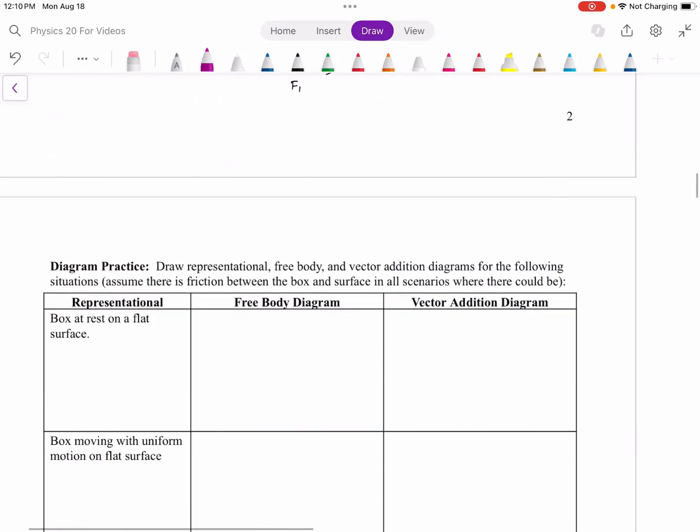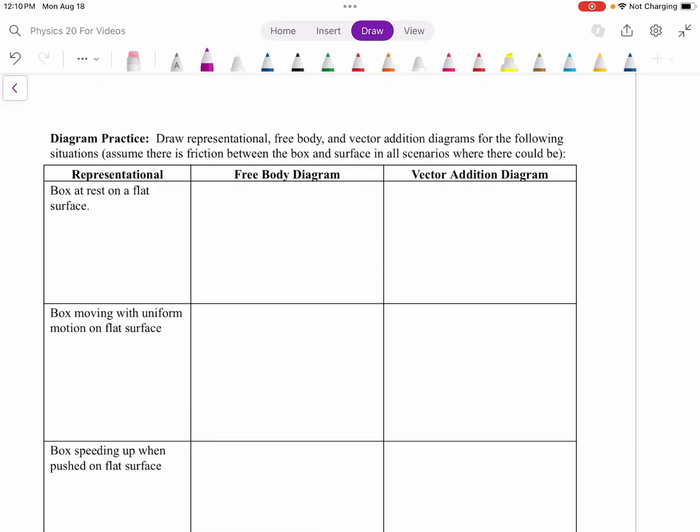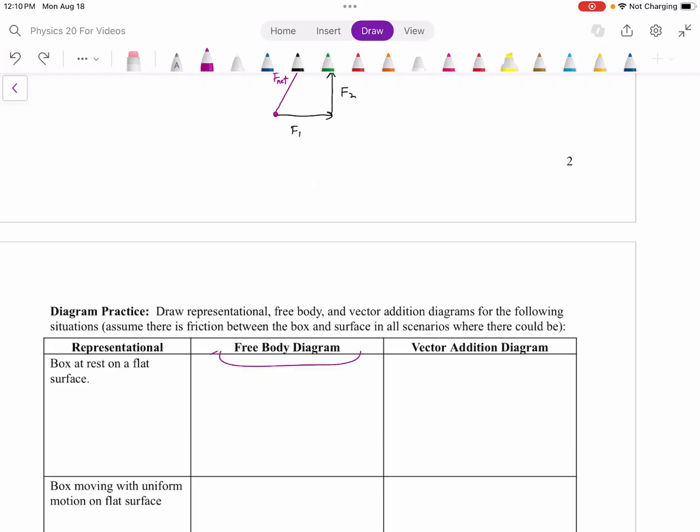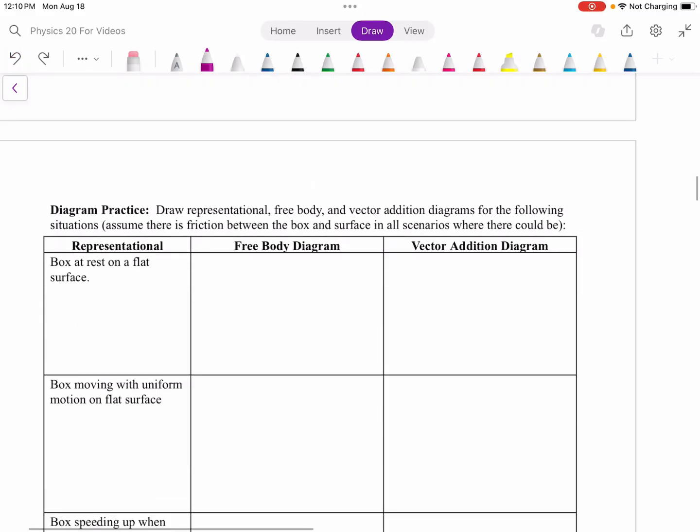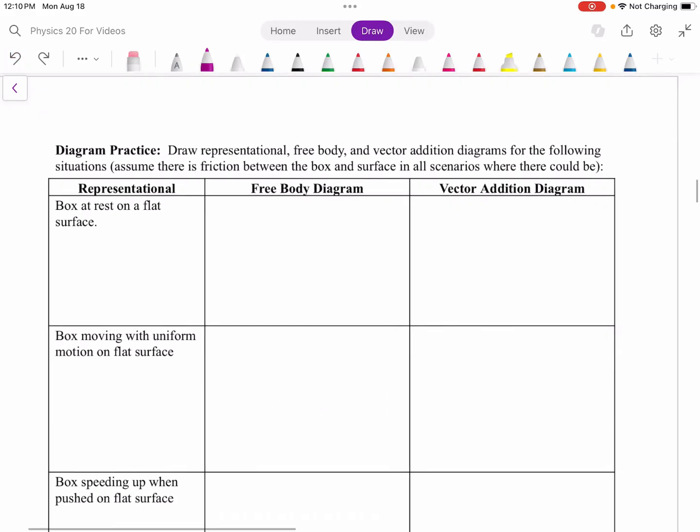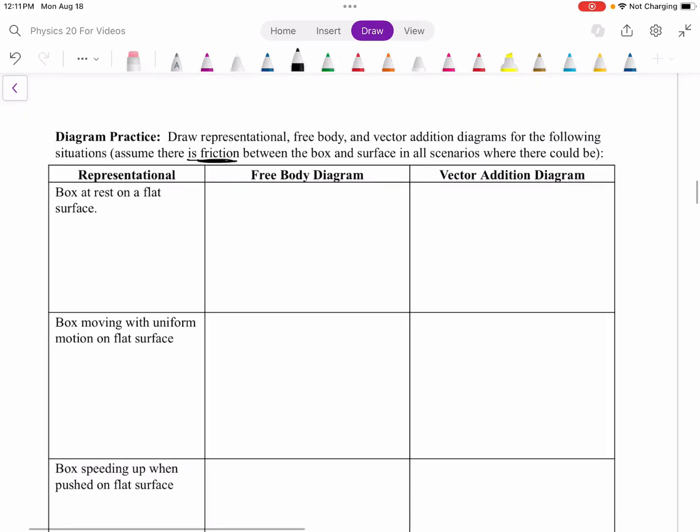Okay, let's get some practice with these diagrams. We're going to focus especially on the free body because those are the new type, but this will also be good practice for reminding ourselves of VADs as well. So we're going to draw all three representational, free body, and vector addition diagrams for the following situations. Now, important, assume there is friction between the box and the surface in all scenarios where there could be.